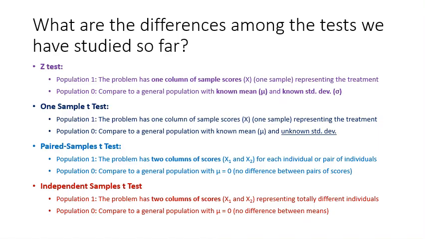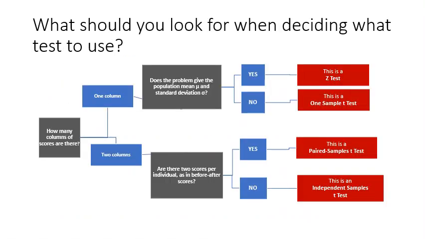So how would we make these decisions? What should you look for when deciding what test to use? Well, first off, look at your data and see how many columns of scores there are. And if there's just one column, then you continue on and ask this question. Does the problem give the population mean and the standard deviation? If the answer is yes, then it's a Z-test, and you use the Z distribution. And if the answer is no, it's a one sample t-test and you'll have to estimate the spread.